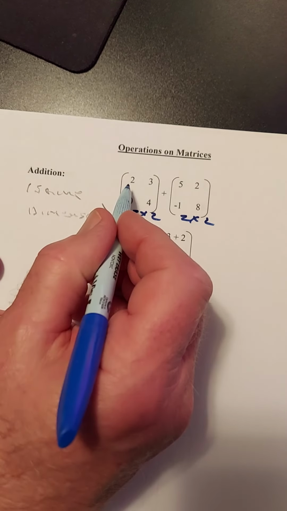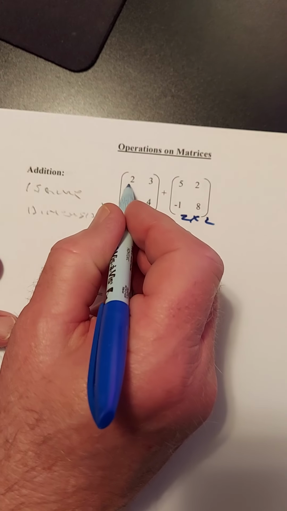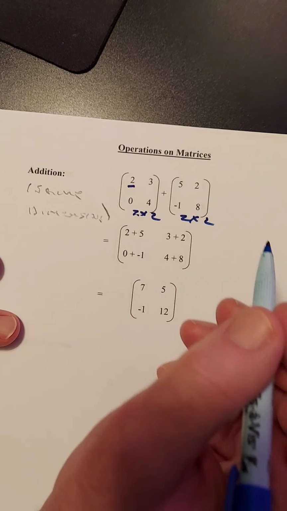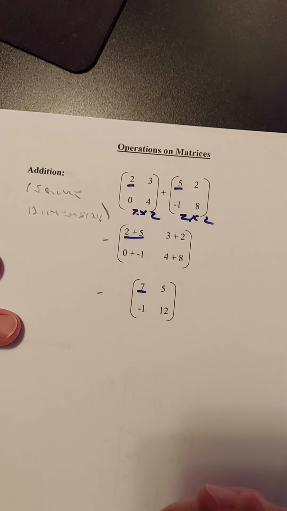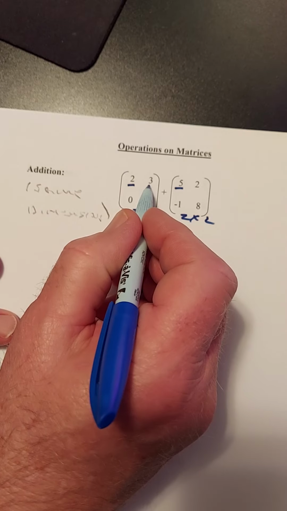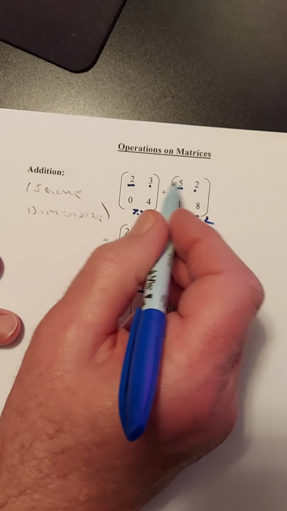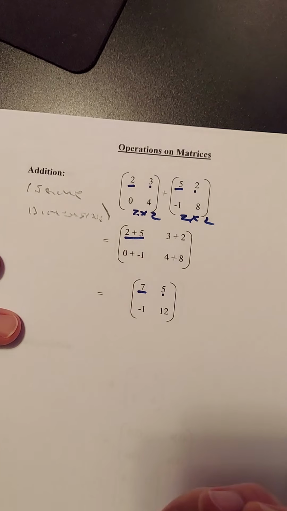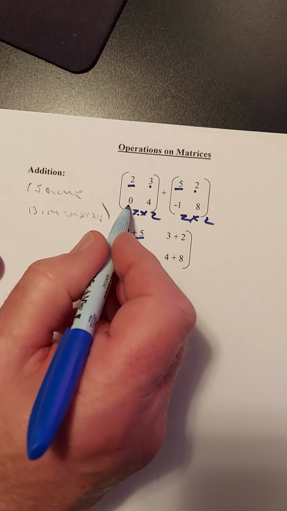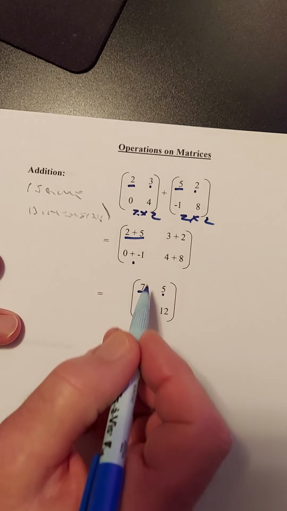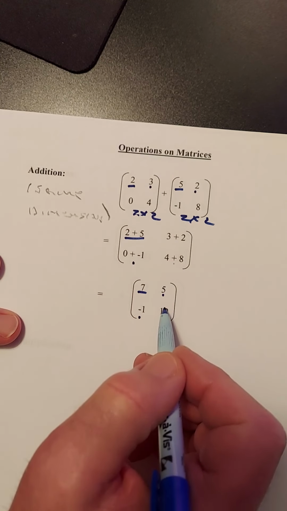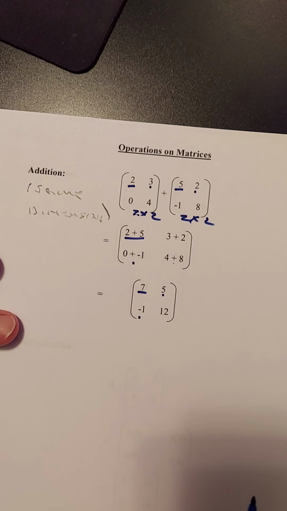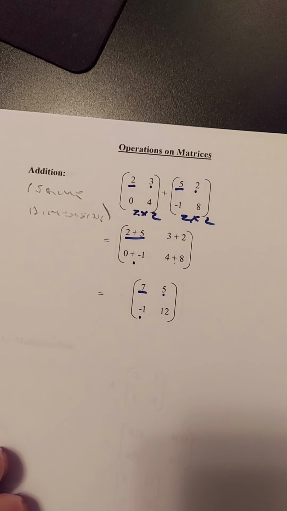Now to actually add, you add the corresponding elements. So I've got a 2 here, let's just say that's the upper left. 5 is upper left here. So 2 plus 5 gives you 7. Then I've got 3 and 2, that's the upper right. 3 plus 2 gives you 5. Lower left, I've got 0 plus -1, which is -1. And then lower right, I've got 4 plus 8 gives you 12. That's addition. You add the corresponding elements. That's all you have to do. Again, very simple.